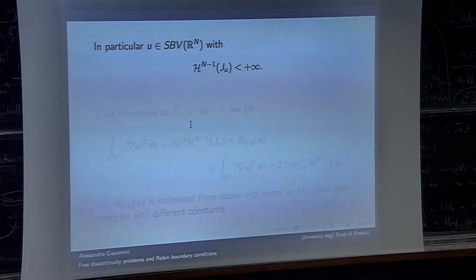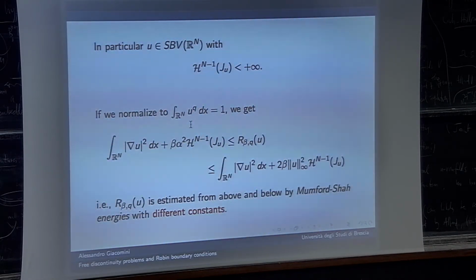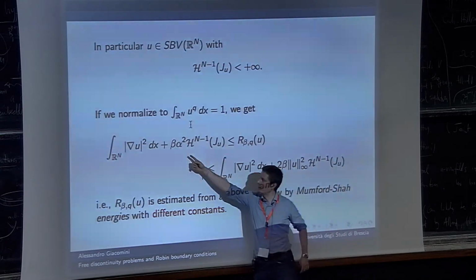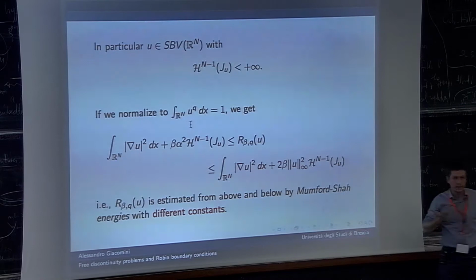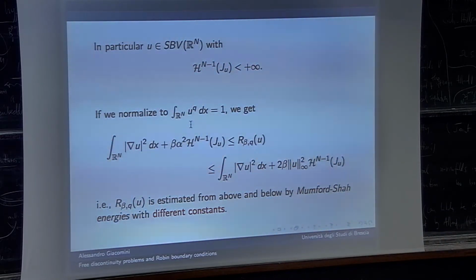Moreover, we also get this chain of inequalities. Let's assume we normalize the minimizer in L^q. Then the Rayleigh quotient, the free discontinuity functional, reduces just to the variant of the energy which involves only the gradient of u squared and the jump term. Now the jump term is bounded from above and below. From below it is bounded by the constant beta alpha squared, and from above it's bounded by 2 beta times the L infinity norm of u, because we know that u is in L infinity. So this means that the free discontinuity functional on the minimizer is bounded from above and below by 2 Mumford-Shah energies, but with 2 different constants, beta alpha squared from below and the other constant from above.